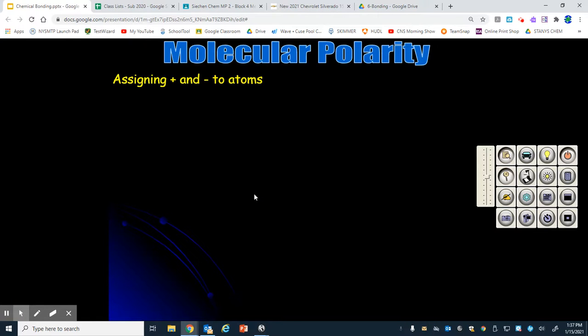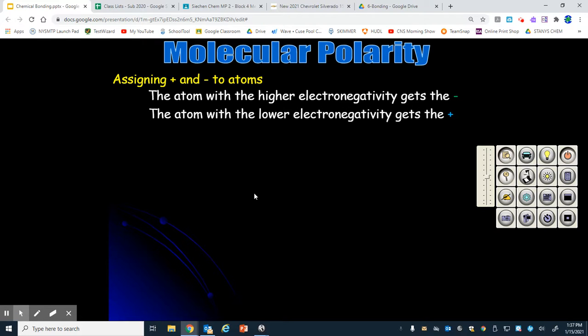So, assigning positives and negatives to atoms. The atom that has the higher electronegativity, so you would need to know what the elements are, is going to be negatively charged, or partially negatively charged. The one with the lower electronegativity is going to be the positive one. So higher electronegativity is negative, lower electronegativity is positive.